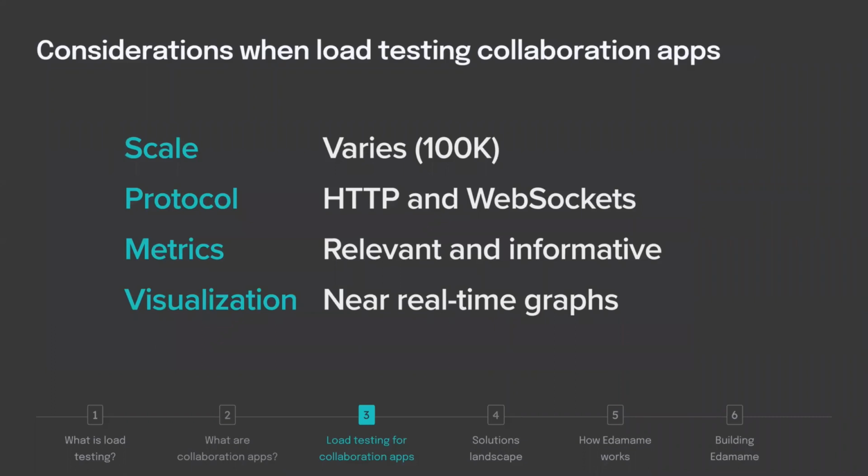So to summarize, an effective load tester for collaboration apps should have the following characteristics. We're looking at a scale of virtual users in about the 6-figure range, which means a distributed architecture. Those virtual users should be able to simulate both HTTP and WebSocket traffic to ensure that the application architecture is being tested. And metrics relevant to the concerns of both those protocols should be collected. Finally, providing near real-time data visualizations will give users access to how that test is performing sooner in case performance starts to degrade.